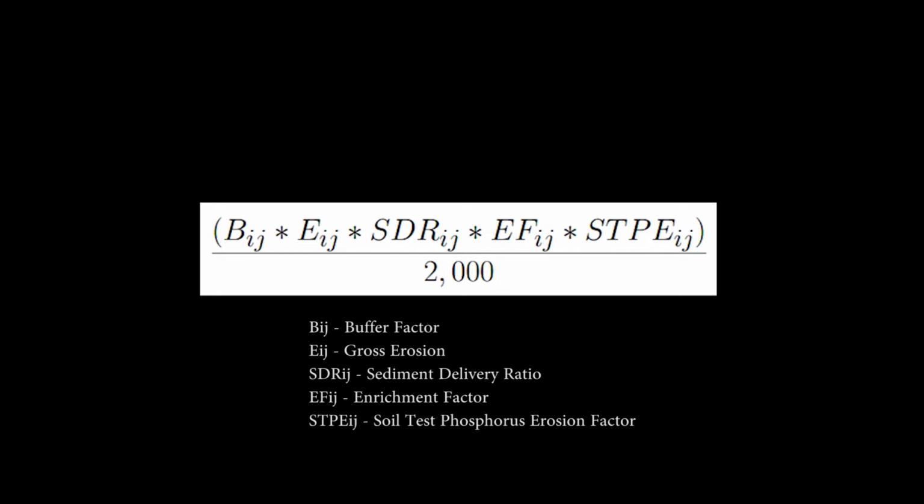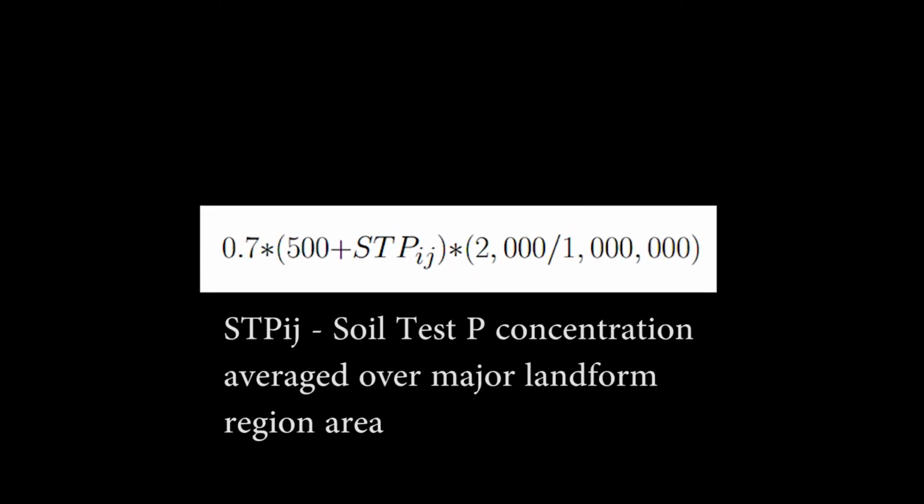The STP erosion factor estimates the phosphorus release over time from STP and eroded sediment and is found by 0.7 × (500 + STP_ij × (2000 / 1 million)), where STP_ij is averaged over the major landform region area at 30 parts per million for the Des Moines lobe and 27 parts per million for the southern Iowa drift plain.